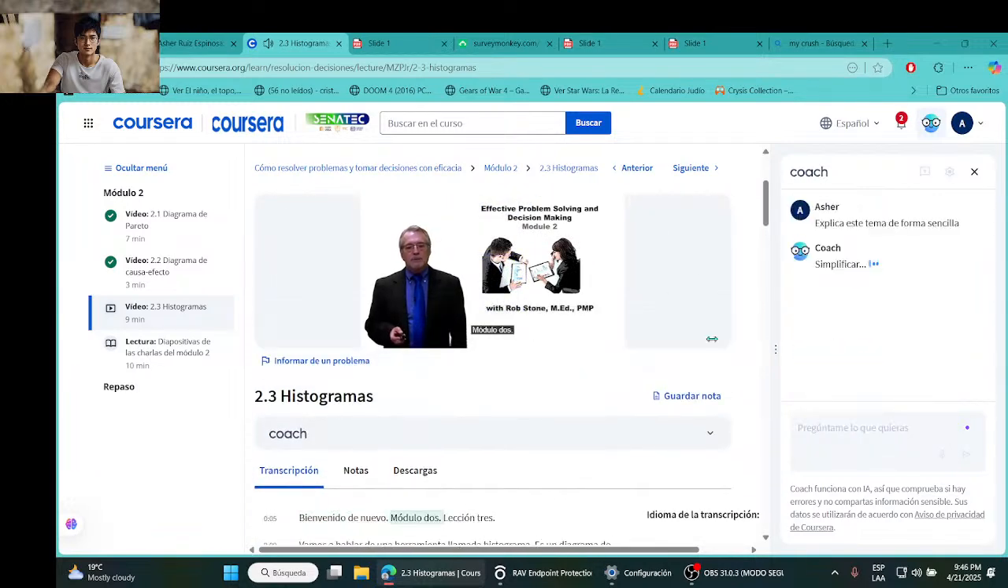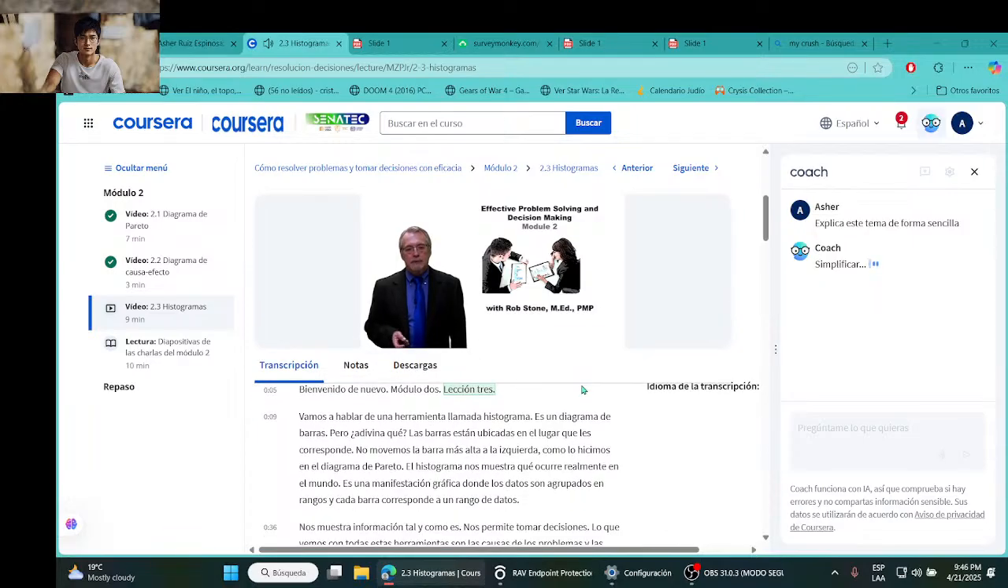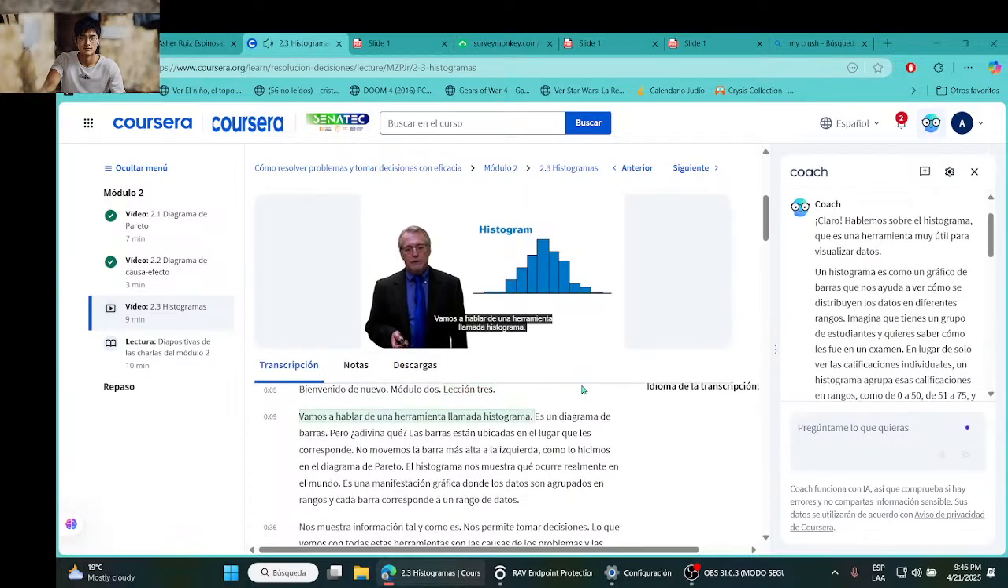Welcome back now, Module 2, Lecture 3. We're going to talk about a tool called a histogram. It's a bar chart, but guess what? The bars just fall into whatever place they belong in. We don't just move the tallest bar off to the left like we did on the Pareto chart. A histogram will show us how things are actually happening in the world.